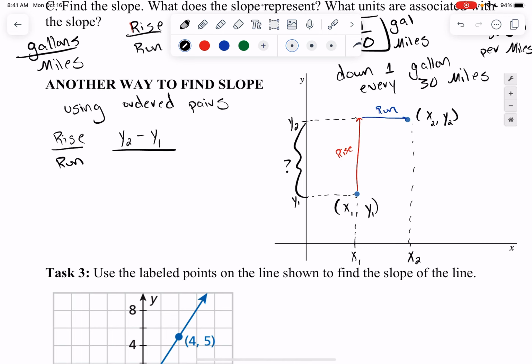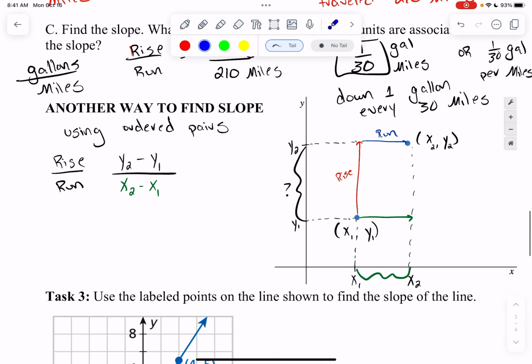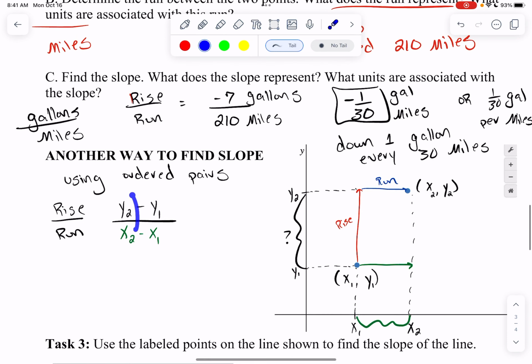This would be x sub 2. So now my run is this distance from here to here. So again, same difference. We're taking those x values and subtracting them: x sub 2 minus x sub 1. It does not matter which order you subtract here. The only thing that matters is these 2 make an ordered pair and these 2 make an ordered pair, that you don't flip-flop halfway through the problem.